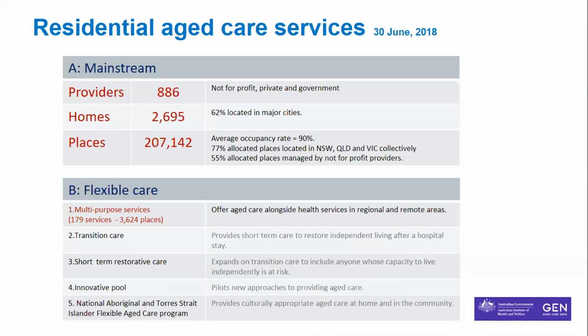So across Australia, there are about 886 providers that oversee about 2,700 mainstream residential aged care homes. In these homes, there's about 207,000 places. There's flexible care options too. Multi-purpose services are one example. There's about 179 of this type of service. In these services, about 3,600 places. Multi-purpose services offer aged care alongside health services in regional and remote areas.